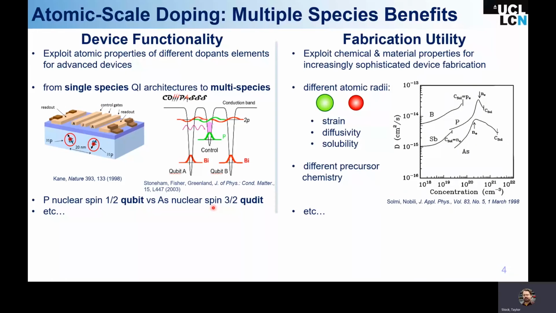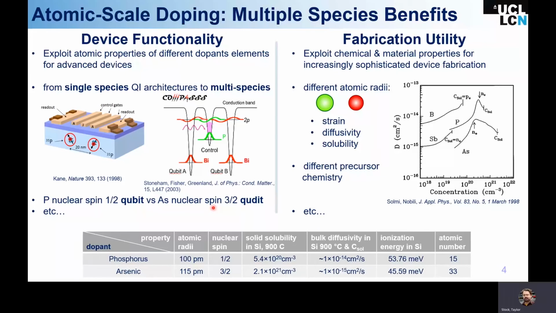On the other side of things, the materials properties themselves of the dopants and the precursors might allow for advanced fabrication procedures. For example, arsenic compared to phosphorus has a higher solid solubility and a lower diffusivity in silicon, and this might be exploited for different fabrication steps when used alone or together. So basically, we have a variety of properties of these two dopants and their precursors that will allow us to develop advanced device functionality and advanced fabrication strategies.